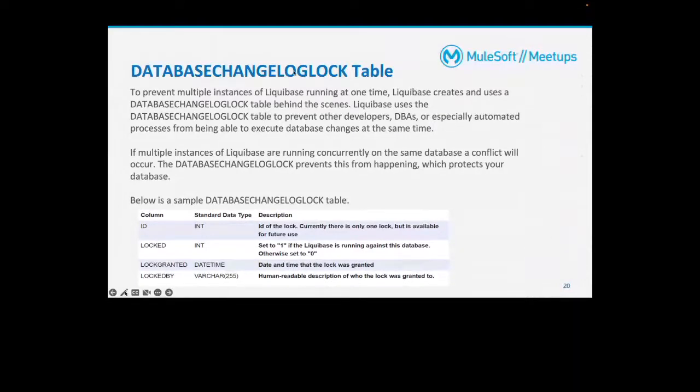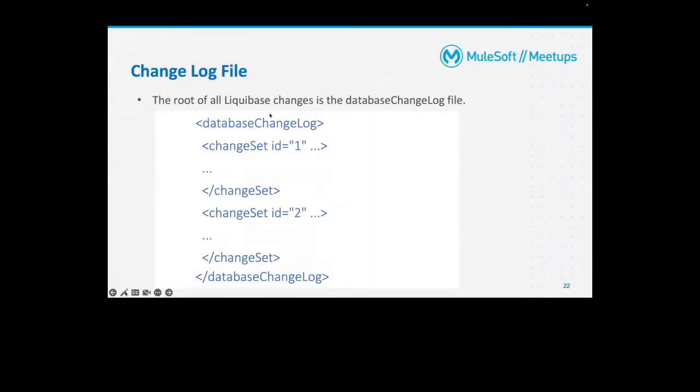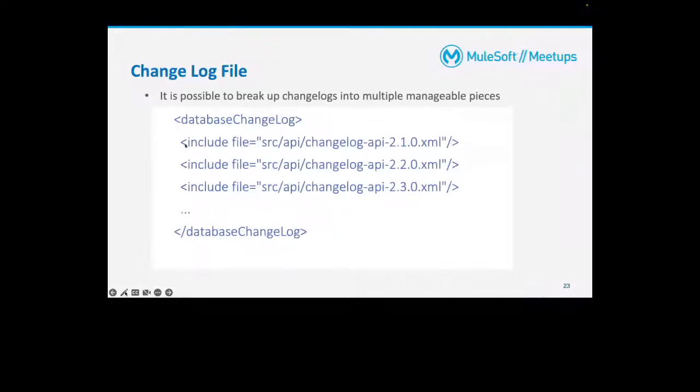Coming back to the major concepts, one is the changelog file. Here you can see this is the root file of all the Liquibase changes. This is the databaseChangeLog, and here you can see there are multiple changes: changeSet ID 1, changeSet ID 2. You can write create table, then create sequence in changeSet ID 2. And you can include files also. You can create the changelog in a separate XML file, and you can include that XML file or SQL file here in the databaseChangeLog.